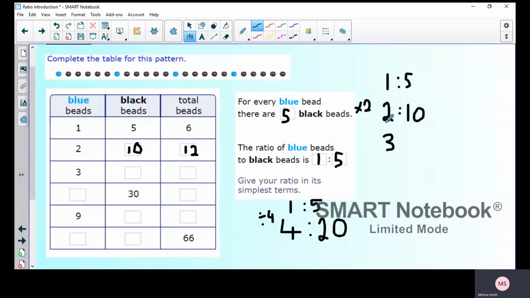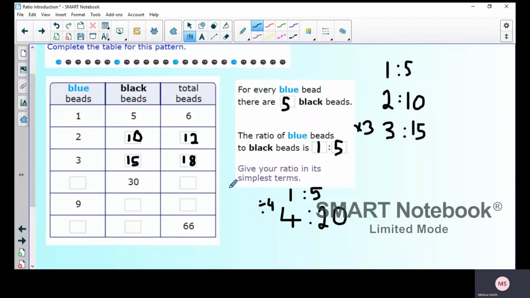So now I've got 3. So now let's look back at my original ratio, which is 1 to 5. And I can say to myself, well, what do I do to 1 to get to 3? What do I times it by? I times it by 3. So what will I need to do to 5? I need to times it by 3. 5 times 3, 15. So I've got this one done now. 15 add 3, 18.